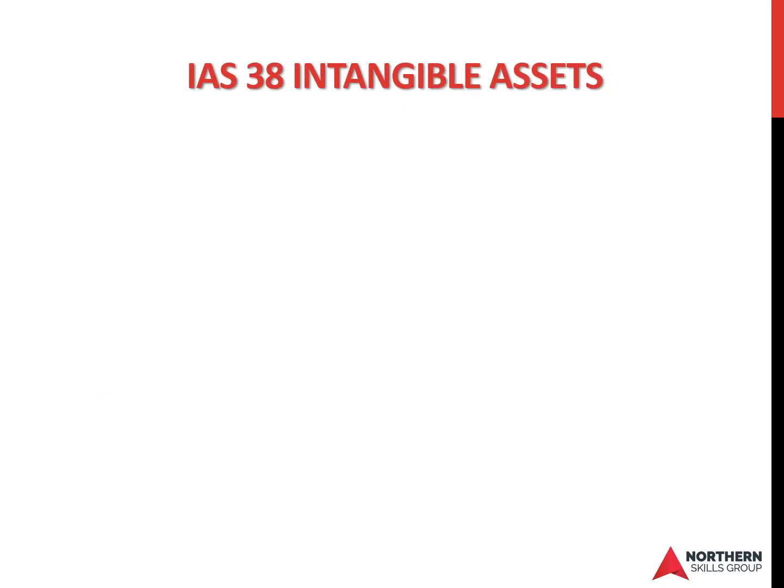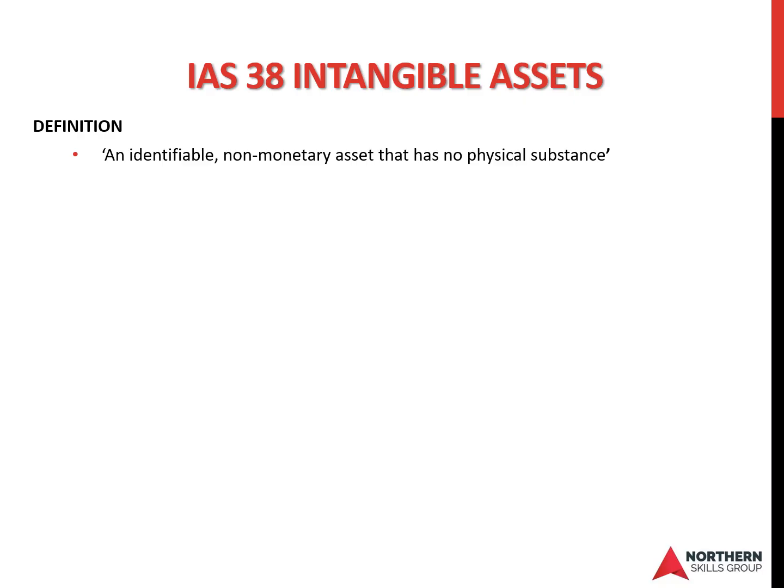IAS 38 deals with intangibles, and two intangibles in particular, research and development and goodwill. Here's the definition: an identifiable non-monetary asset that has no physical substance, so you can't carry it away with you in the back of your van. So that would cover leases, it would cover goodwill and so on.